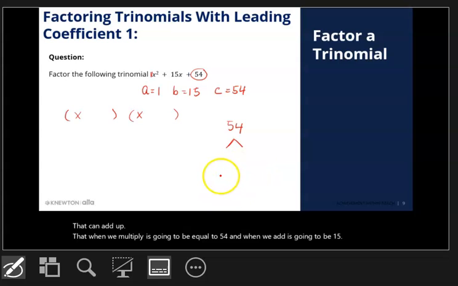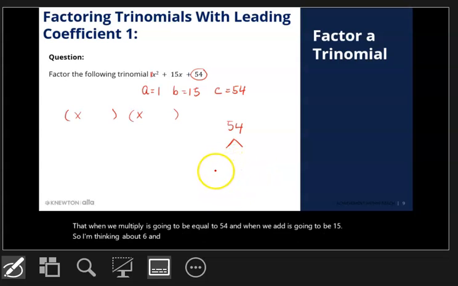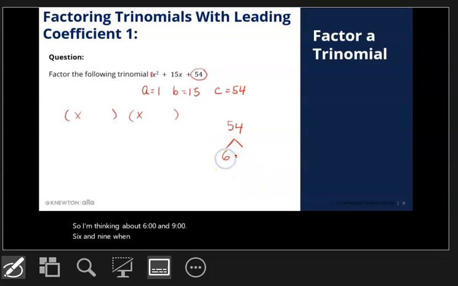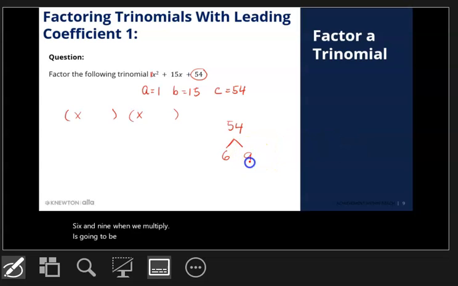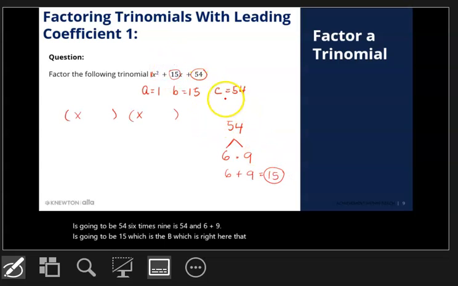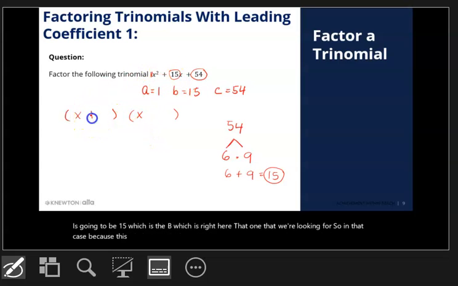So I'm thinking about 6 and 9. 6 and 9 when we multiply is going to be 54. 6 times 9 is 54. And 6 plus 9 is going to be 15, which is the b, which is right here, the one that we're looking for. So in that case, because this is addition, we can just put add.